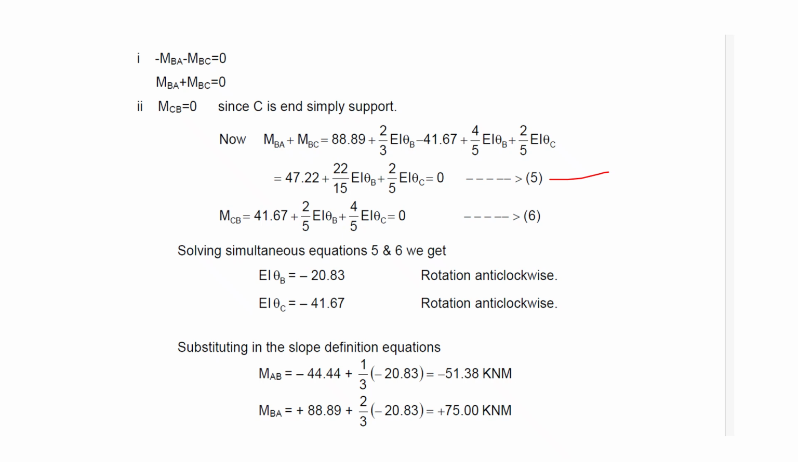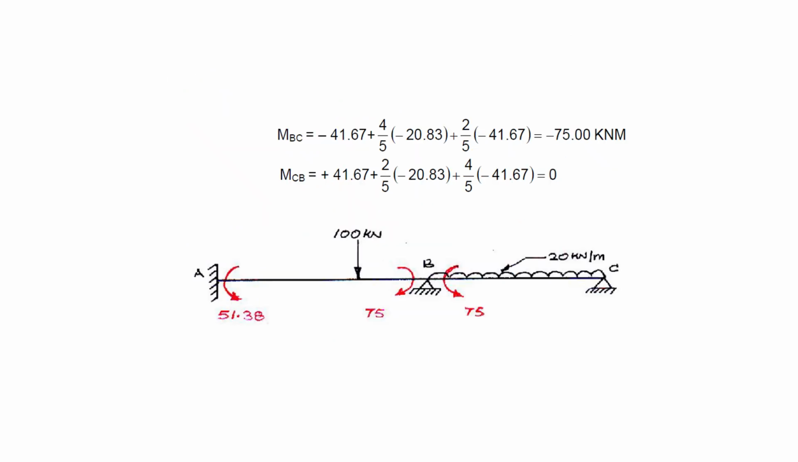So MAB equal to, we can recall equation number 1 and substitute minus 44.4 plus 1 by 3. EI gets cancelled, theta B is substituted, and finally we get the moment minus 51.38 kilonewton meter. For MBA, similarly you substitute theta B, theta C values, you get plus 75 kilonewton meter. This is the final moment. And similarly for the next span MBC, we have got minus 75 kilonewton meter.